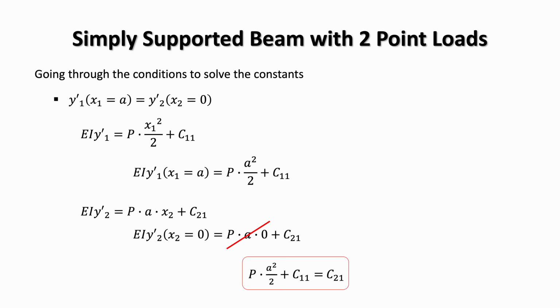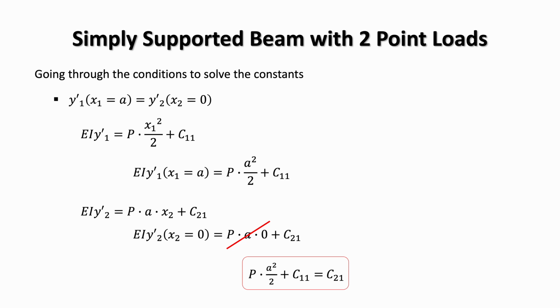We now apply the continuity condition on slope at B. This connects regions 1 and 2. At point B, the physical slope of the beam must be continuous. In terms of the local coordinates, that gives the condition that the slope of region 1 when x1 equals a has to equal the slope of region 2 when x2 equals 0.